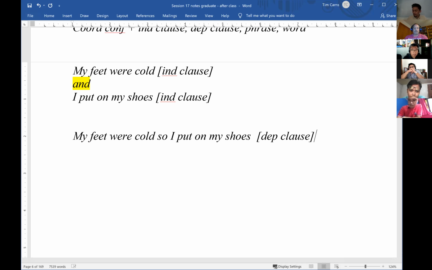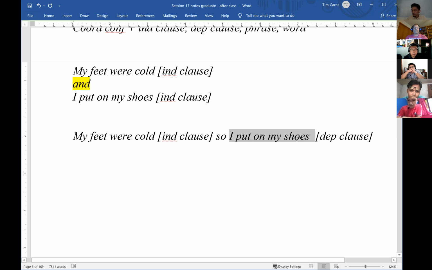Let me note that. My feet were cold is still an independent clause. Nothing has changed there. But yes, I know that I put on my shoes is now a dependent clause. Why? Because it becomes the result of the first independent clause. Yeah, and how do I know that? How do I know this is the result or the reason? Because of the word so. Exactly.